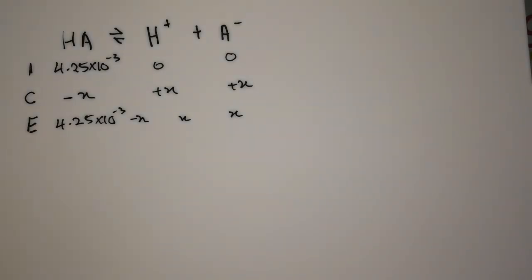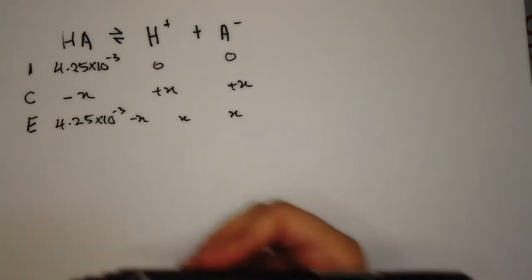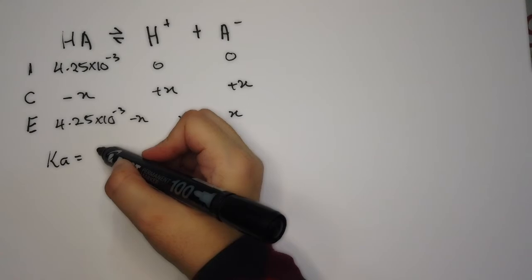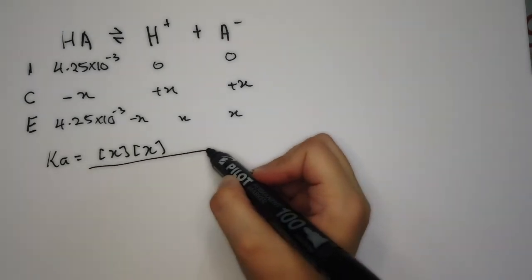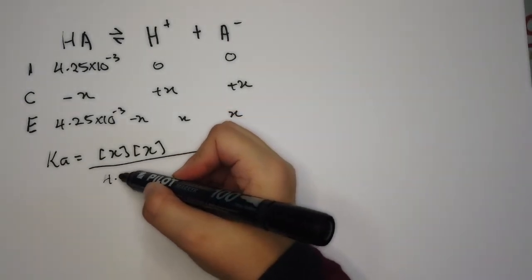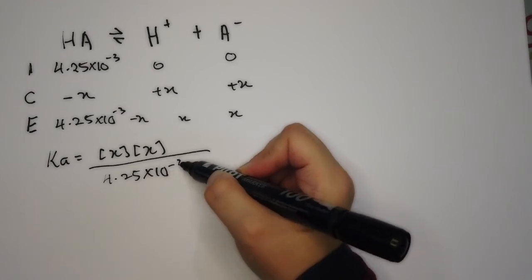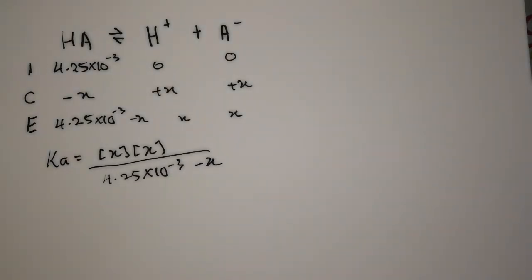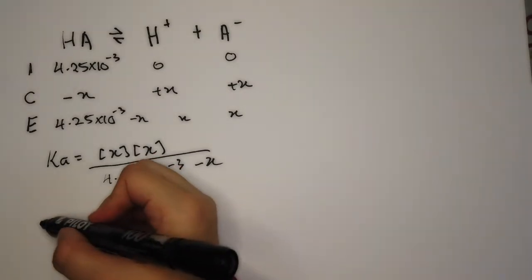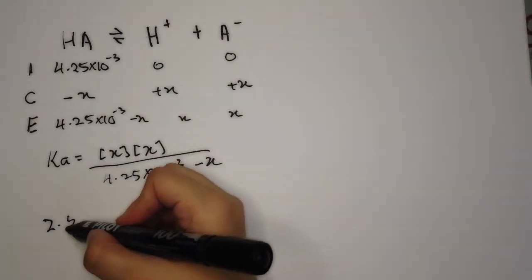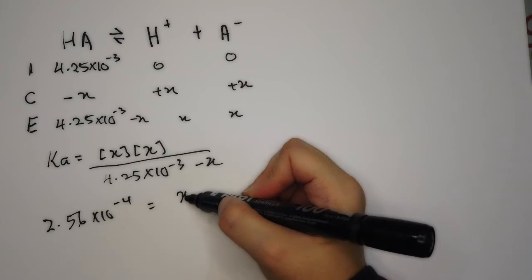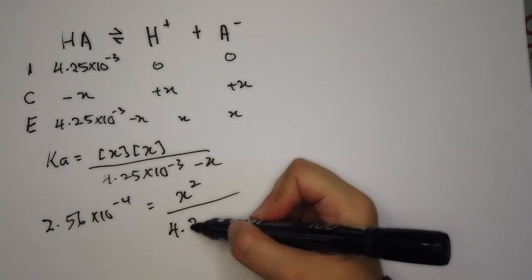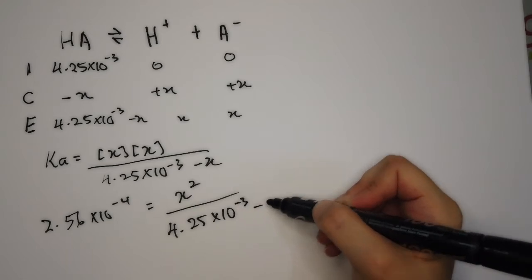The next thing that you need to do is calculate the value of X, because given to you is the value of Ka. So Ka is equivalent to X times X, the products, divided by the reactant, 4.25 times 10 to the power of negative 3 minus X, whereby the value of Ka is equivalent to 2.56 times 10 to the power of negative 4. So it's going to be X squared divided by 4.25 times 10 to the power of negative 3 minus X.